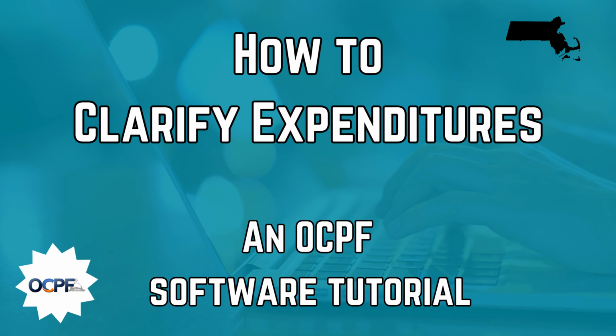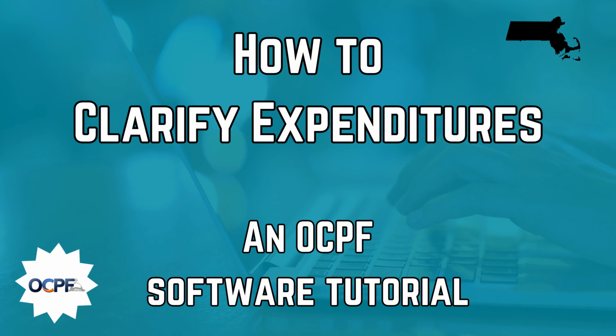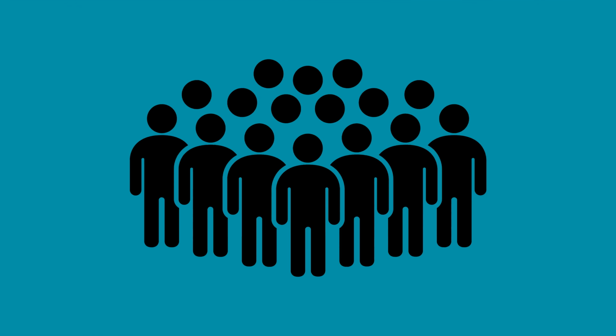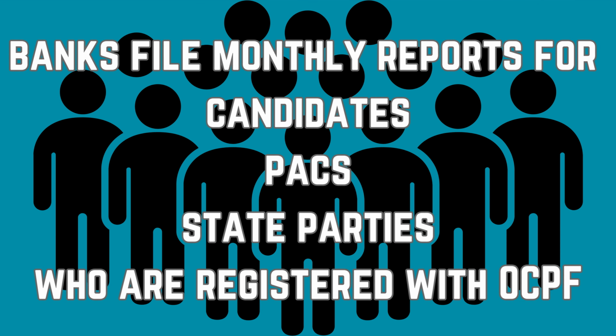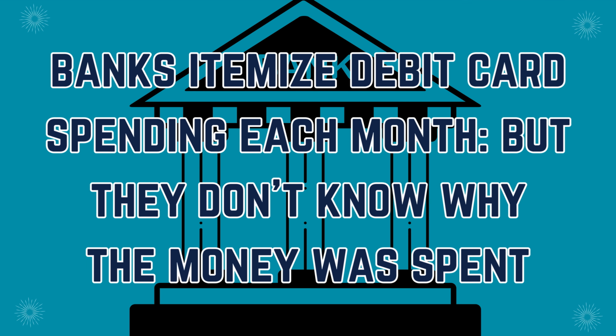How to clarify expenditures, an OCPF software tutorial. Banks file monthly reports for candidates, PACs, and state parties who are registered with OCPF. Banks itemize debit card spending each month, but they don't know why the money was spent.